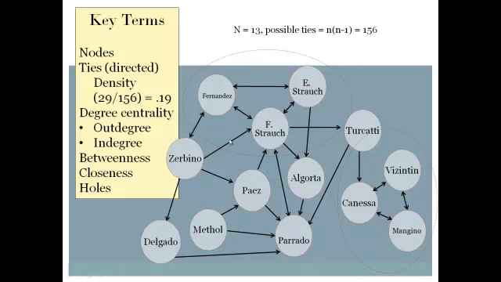Out degree is essentially communications outward. So Zerbino communicates outward to Delgado, to Paez, and to F. Strauch. There's also a two-way communication between Zerbino and Fernandez. Meanwhile, take a look at Parado here. It's in degree connections, where the communications are coming in to him. So in this case, it would be in degree.